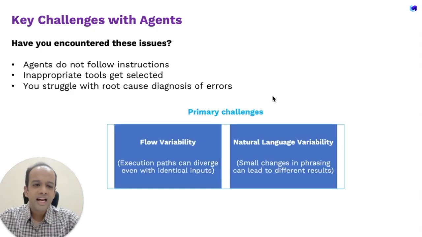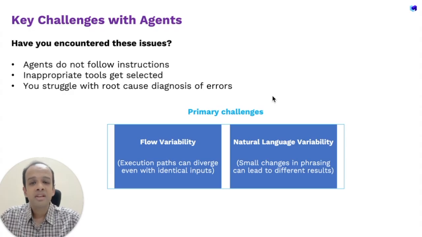The fundamental challenge with these systems is their inherent variability in execution and decision making. This is not like traditional software, which gives a predictable output most of the times. Agentic AI systems, on the other hand, have flow variability firstly, meaning that their execution paths can diverge even if you give identical inputs. Because agents, remember, are multi-step.